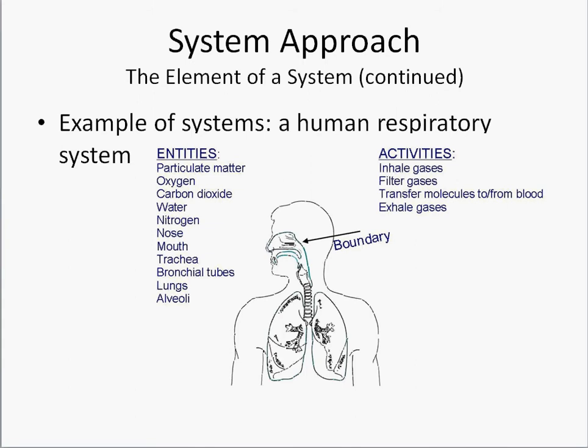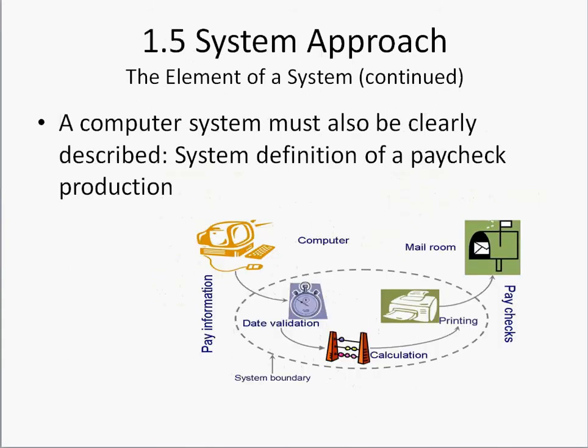Okay, so the system has entities which include the oxygen, water, nitrogen, and so on, all the anatomical parts that make that system work. We also have activities in terms of inhaling, filters, and gases, which are part of the functions. Now, applying this to a software engineering practice, we see here we have a system boundary in terms of this application of creating a payroll application.